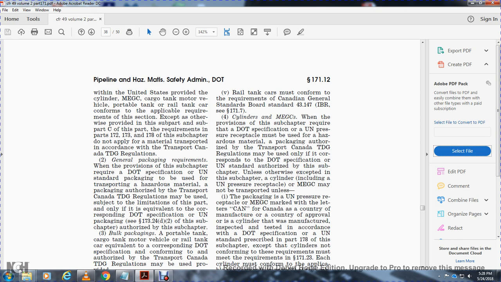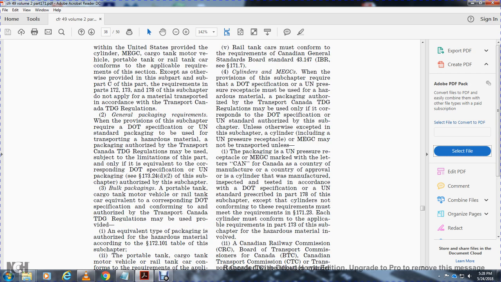General packing requirements. With the provisions of the subchapter, DOT specification or UN standard packaging is to be used for transportation of hazardous material. Packaging authorized by the Transportation Canada TDG regulations may be used, subject to the limitations of this part, only if it is equivalent to the corresponding DOT specification or UN packaging in 173.24 of this subchapter. Bulk packaging, portable tanks, cargo tank motor vehicles, and rail tank cars conforming to the corresponding DOT specification authorized by the Transportation Canada TDG regulations may be used, provided they are the equivalent type of packaging authorized for the hazardous material.